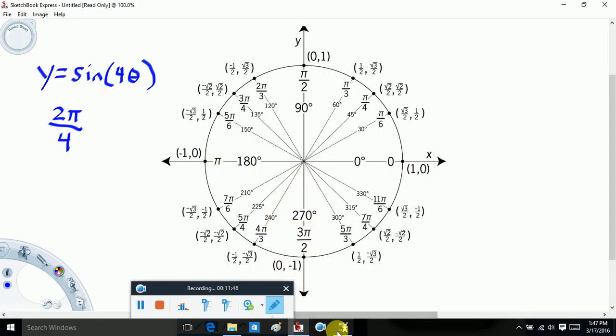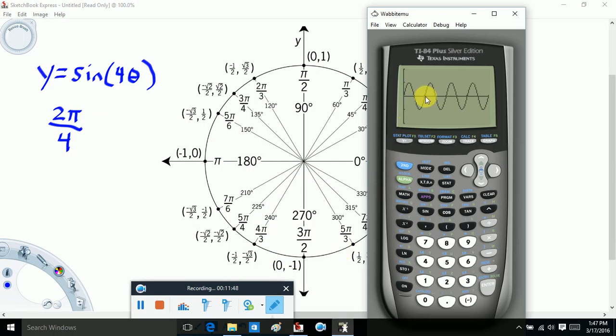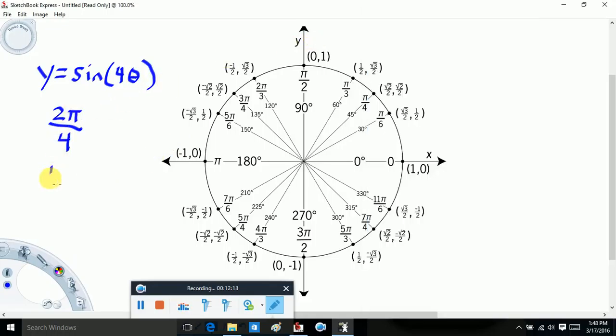Right? Because if we look at the graph, the period is just one cycle, the horizontal length of one cycle. So we had 4 cycles in 2 pi radians. After we've gone 2 pi radians here, we had 4 of them. So each one has a period of pi over 2.